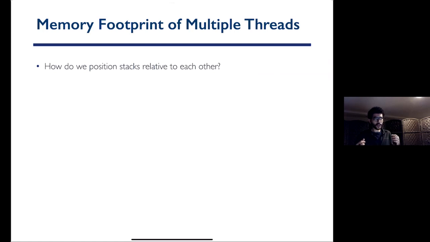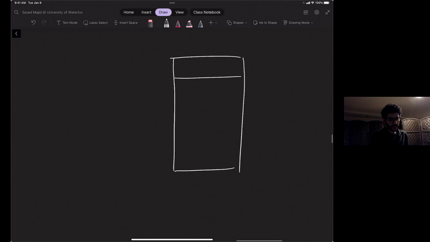Now, what if I have 2 threads? Each one of them is going to get a stack, and their stacks are going to come down. So let's say for the first one, let's go here. This is my virtual address space. I'm going to put the stack of the first one here, stack of T1, and it's going to grow this way. Now, where should I put the stack of thread 2? You will soon realize that at some point you have to just say, okay, I'm going to put the stack of thread 2 here.